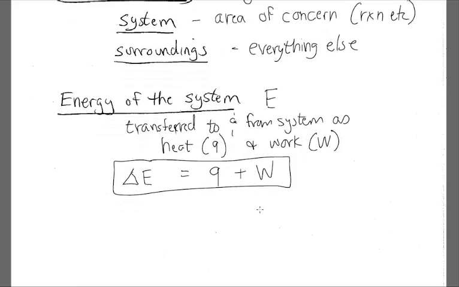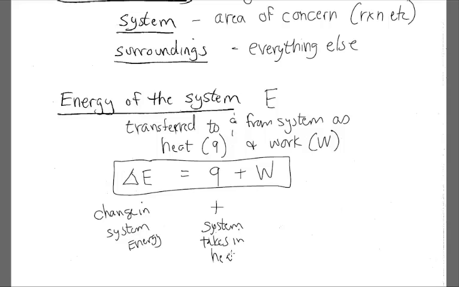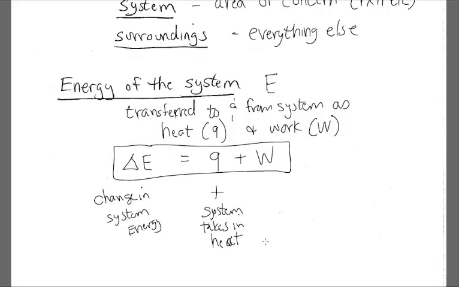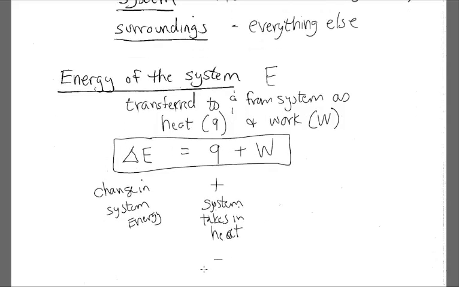We have to define signs for the system. So this is change in energy, and it's equal to Q plus W. Q is positive when the system takes in heat, and conversely, we define it as negative when the system loses heat.